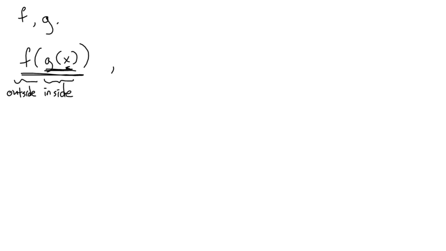Alternate notation for this would be f circle g. That's not an O, it's a little circle. It means f compose g, and then you write of x. I don't use that one as much. I prefer the f of g of x with the parentheses.